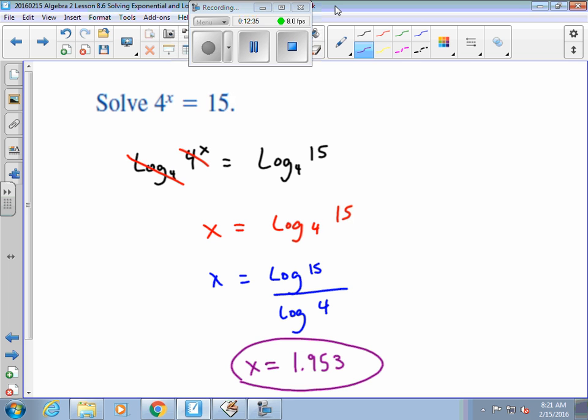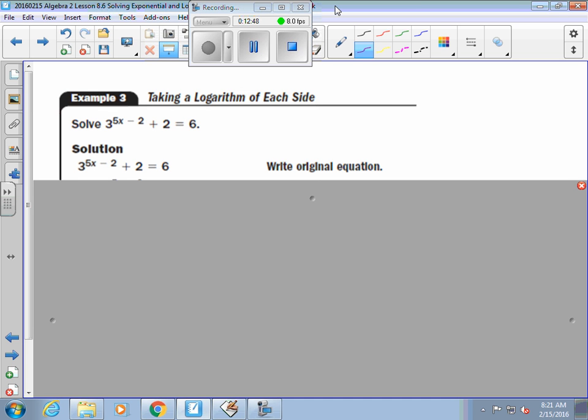Okay, so this is a one-step exponential equation. We made it a logarithmic equation because we had to change the bases. What we have for example number 3 is a two-step, or multi-step, equation.